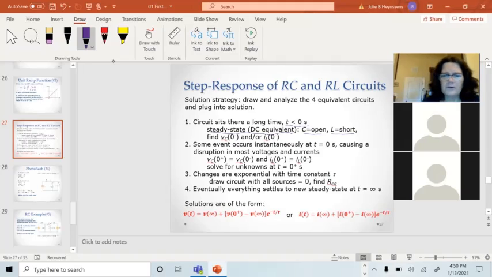The most important thing you can do there is draw the circuit and find either VC of 0 minus or IL of 0 minus, depending upon if there's an inductor or a capacitor in the circuit. I can use that value, the initial condition on the capacitor or the inductor, in the little picofemtosecond after the switch closes. So this is, we want to do this. The first thing you want to do is draw the circuit.